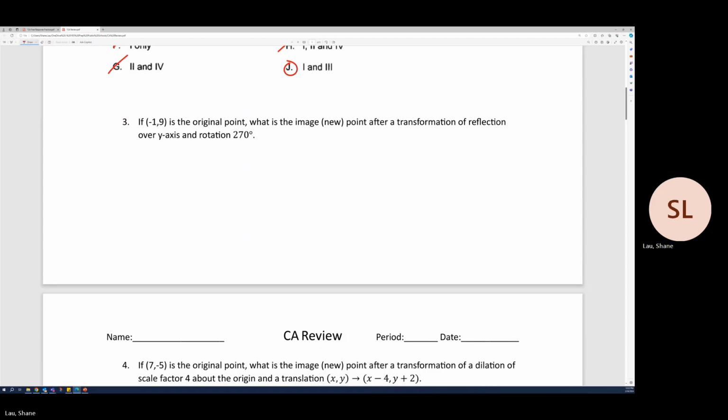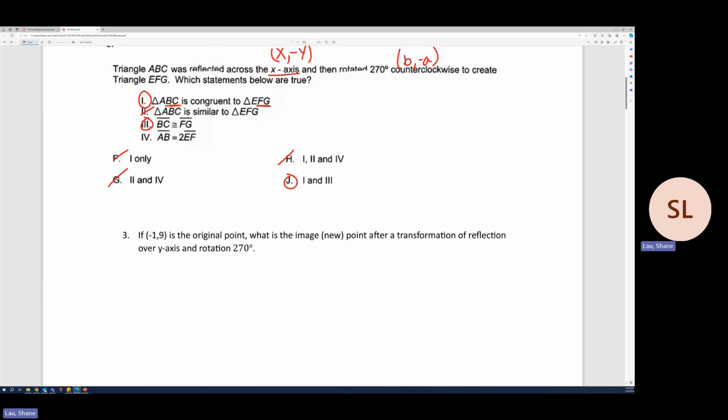Problem 3. If -1, 9 is the original point, what is the image new point after transformation of a reflection over the y-axis and rotation 270 degrees? So this is actually mostly a carbon copy of that previous problem we just talked about, right? We said reflection over the x-axis, but now it's over the y-axis. So now we're going to change it. So -x, y instead, because the x values are changing. And rotation 270 degrees, we become a, -a.